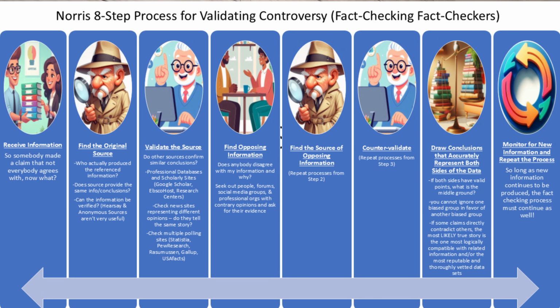So, with that, I'm going to cover the Norris 8-step process for validating controversial topics, aka how to fact check the fact checkers. So, to briefly summarize the 8 steps before I get into the details, step 1 is receive information, step 2 is find the original source, step 3 is validate the source, step 4 is find opposing information, step 5 is find the source of opposing information, step 6 is counter validate, step 7 is draw conclusions that accurately represent both sides of the data. And then finally, step 8 is monitor for new information and repeat the process.